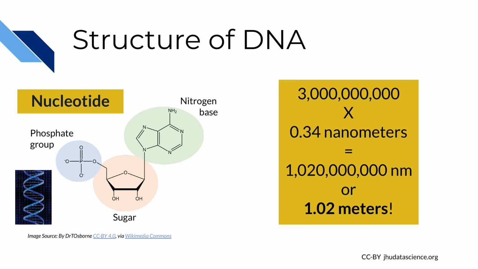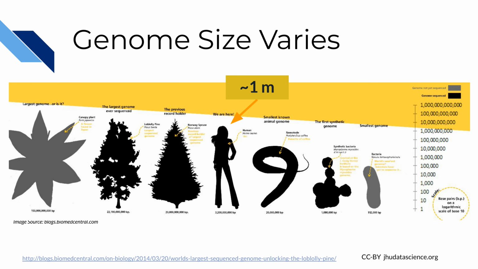We know that the human genome is about 3 billion nucleotides long. In the genome, a nucleotide occurs about every 0.34 nanometers. So even though it would be super microscopic in width, your genome is about a meter long when totally stretched out. The genome size of different plants and animals actually varies quite a bit. The human genome is about a meter stretched out.